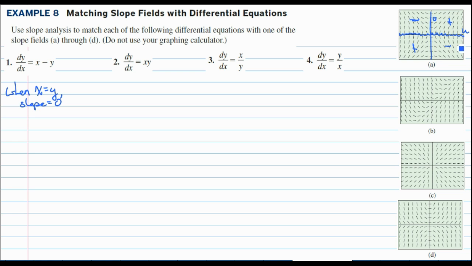In this example A, along the x-axis, all these are vertical little mini slopes, so vertical tangents, so their slope is undefined when y equals 0. When x equals 0, the slope is 0, those are horizontal tangents. In quadrant 1 and quadrant 3, our slopes go up to the right, so they are all positive, but in quadrants 2 and 4, they are all negative. Alright, now how about B?